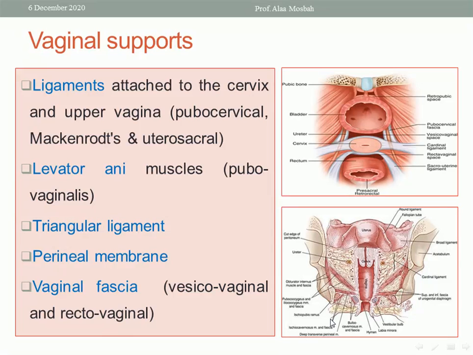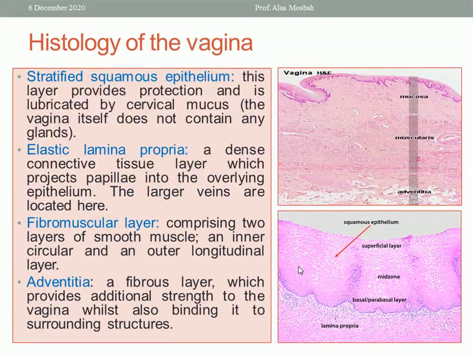The vaginal fascia may be vesicovaginal or rectovaginal fascia. Between the vagina and the bladder is called the vesicovaginal fascia, and between the rectum and the vagina is called the rectovaginal fascia, which also gives support. Why does the vagina need support? To avoid the descent or disturbance of the anatomical position of the vagina.